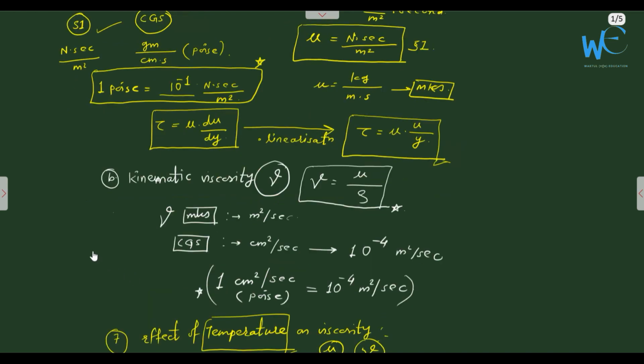Then the second one is kinematic viscosity. Just remember it like that: kinematic viscosity is equal to dynamic viscosity by mass density. Remember these two units. Kinematic viscosity has the MKS unit meter square per second, and the CGS unit is centimeter square per second. If we are going to convert centimeter square per second to meter square per second, you have to multiply by a factor, which is 10 raised to minus 4. So one stokes, or centimeter square per second, is equal to 10 raised to minus 4 meter square per second. You have to remember this conversion.